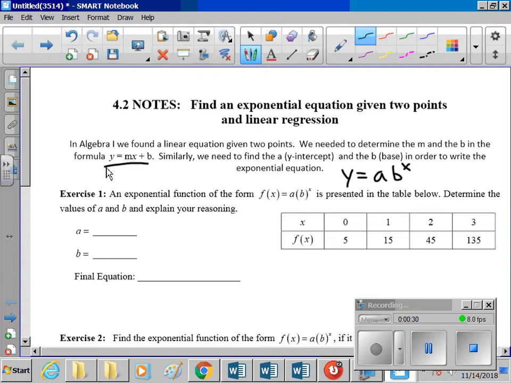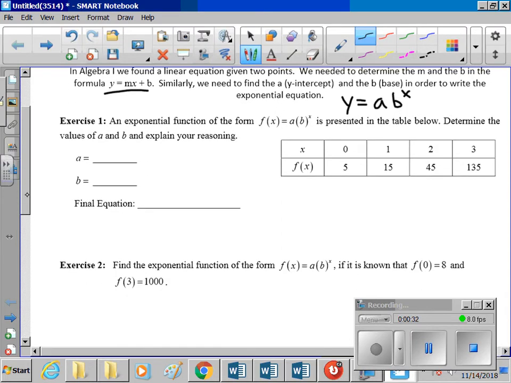So here we have in a table an exponential function of the form f of x equals a b to the x. Determine the values of a and b and explain your reasoning. Well, a is our y-intercept. If we have x equals 0, we get a for free. So a is going to be 5. B is our ratio. It's the amount that our terms are increasing every time. So from 5 to 15, our ratio is going to be 15 over 5. It's going to be 3.